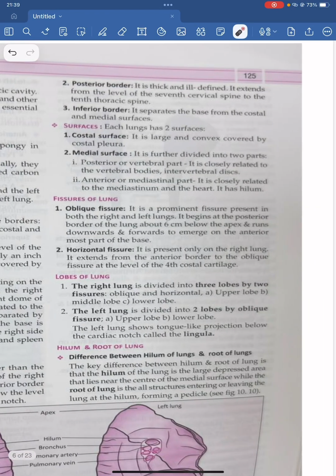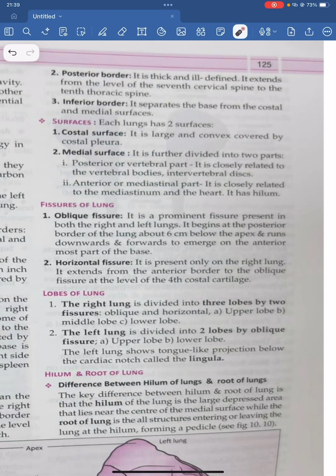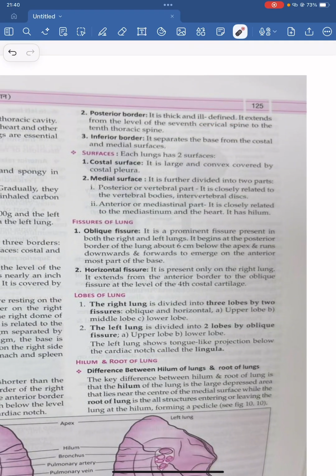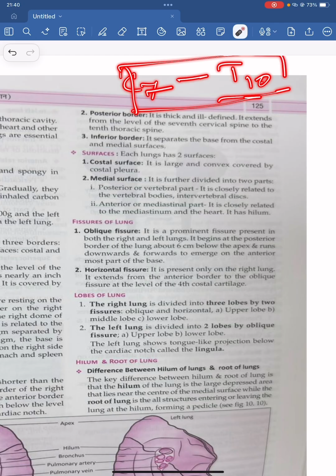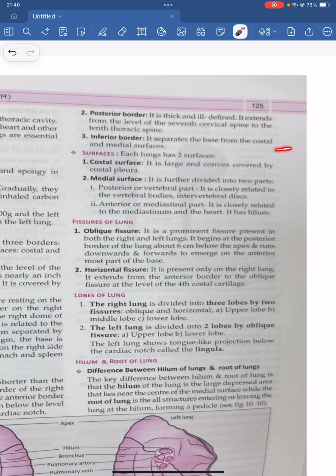Coming to the posterior border. The posterior border is the thick one, and the anterior is the thin one. It is ill defined, but it extends from the 7th cervical spine to the 10th thoracic, so C7 to T10. This much area is covered. The inferior border separates the costal and medial surfaces.